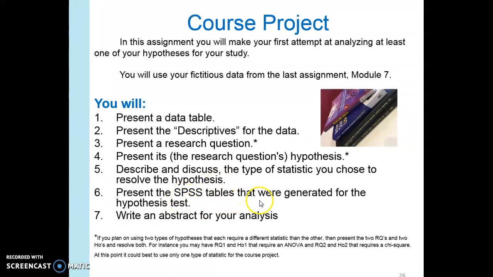Present SPSS tables that were generated, and the reason I ask you to present those is because we're not ready to make all of them in APA style. You will do the descriptives. The instructions I give you have exemplars that you can look up. We'll look at it later. And then you're going to write an abstract of what you have.